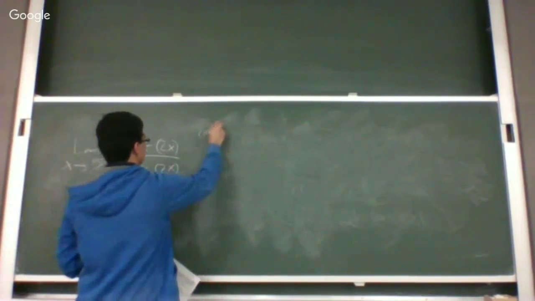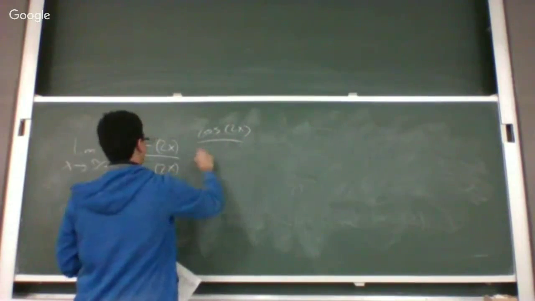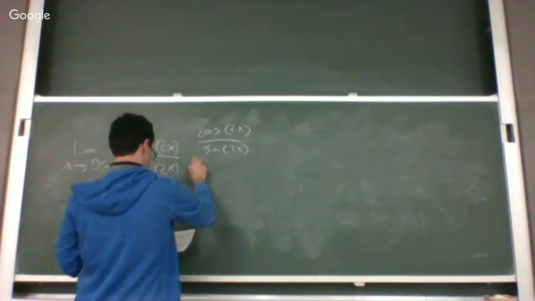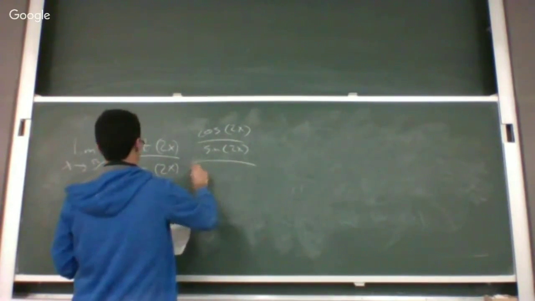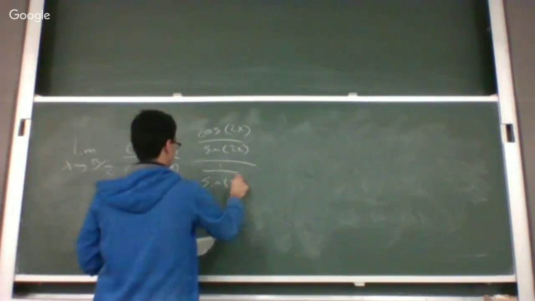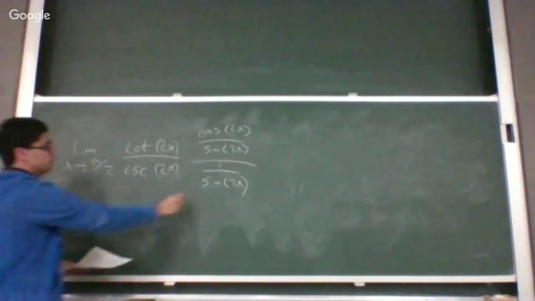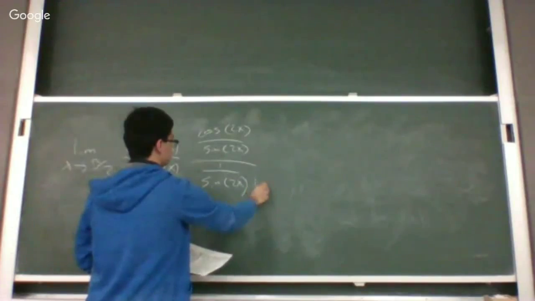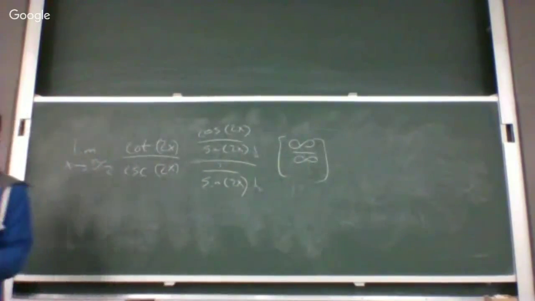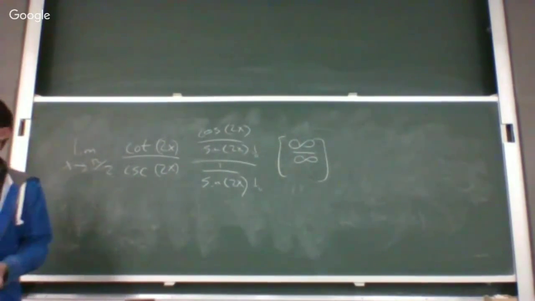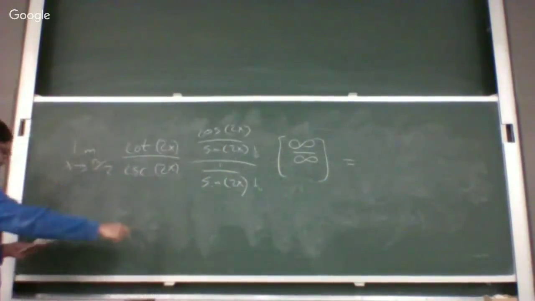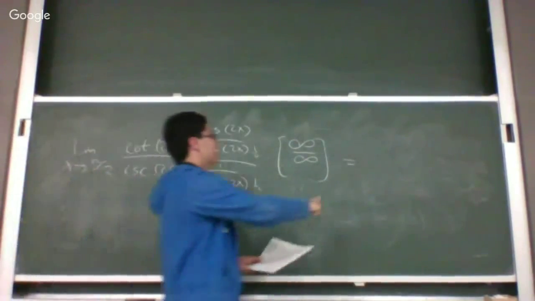So this is cosine of 2x divided by sine of 2x, all over cosecant, which is 1 over sine. If we were to plug in pi over 2 into these values, they would approach 0, leading this to be infinity over infinity. Be patient. If you were to just directly see that it would be infinity over infinity, you continue to do L'Hopital.